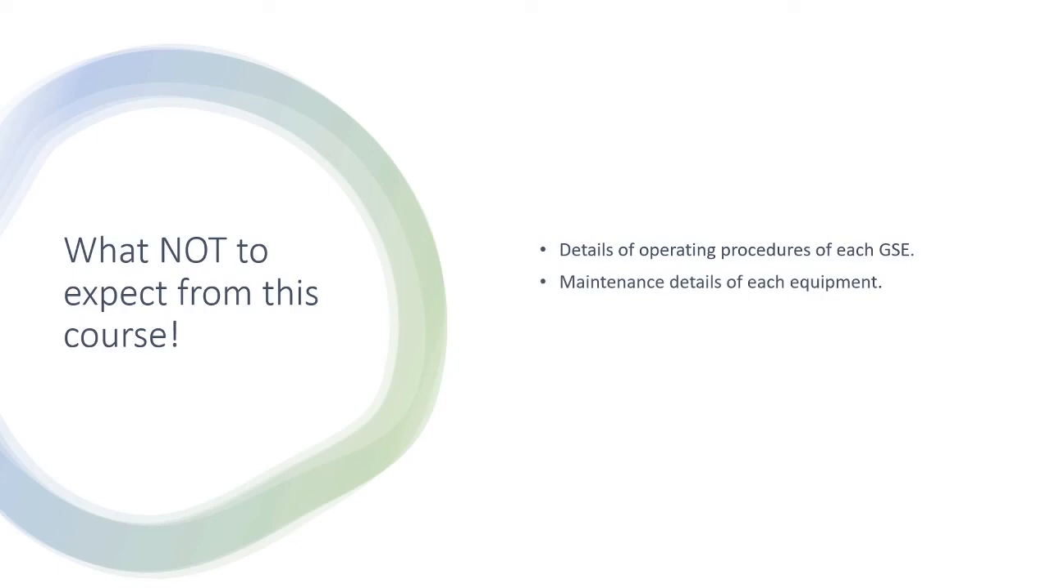Secondly, this course will not go into the details of preventive or corrective maintenance procedures and plans of each ground support equipment. This again varies from equipment to equipment and from manufacturer to manufacturer. We will have to narrow down a particular configuration and manufacturer of an equipment to discuss its maintenance requirements, which falls outside the scope of this course.